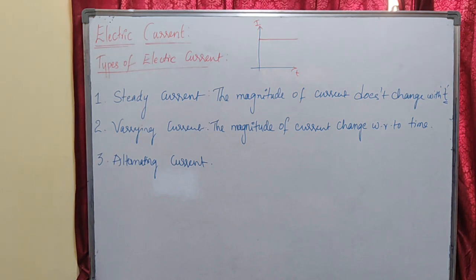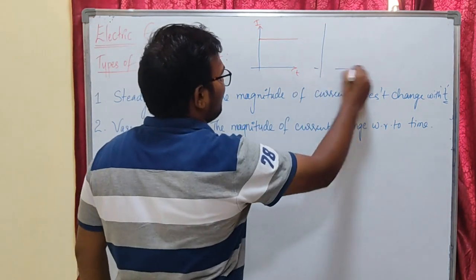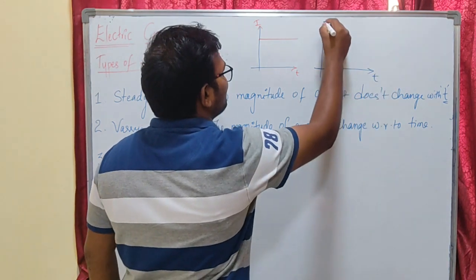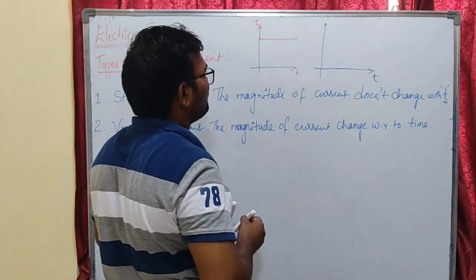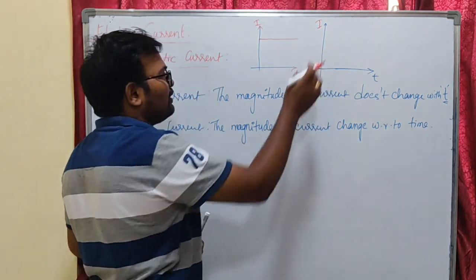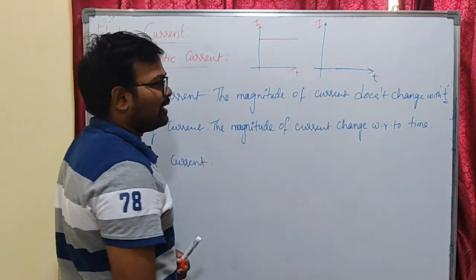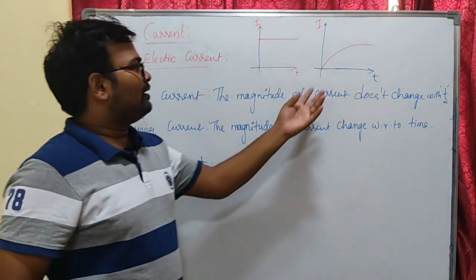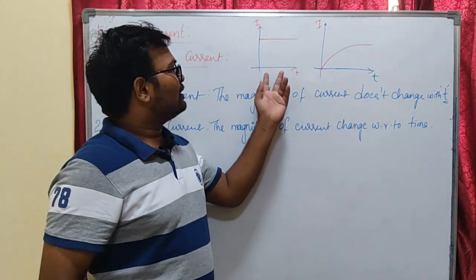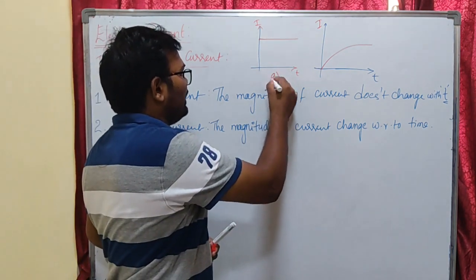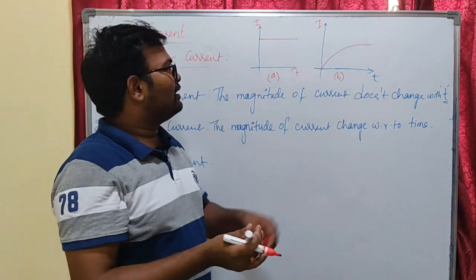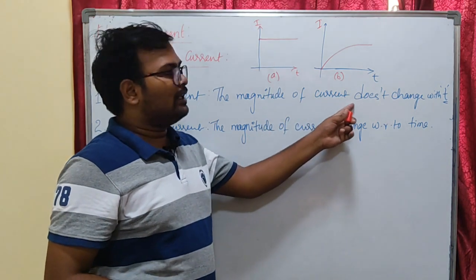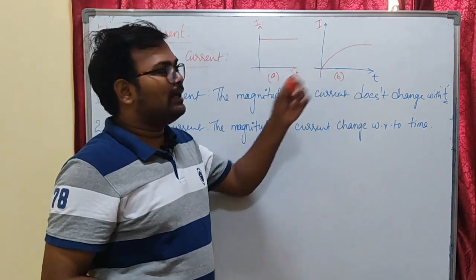Okay, now let us see the graph for varying current. Here the graph will change from time to time. The y axis is my current and the x axis is the time axis. So this is my varying current, that means it is not fixed throughout the time period, but in steady current it is fixed. This is my figure A, this is my figure B. In figure A you can see the steady current magnitude is constant throughout the time period, but here the magnitude is not constant.